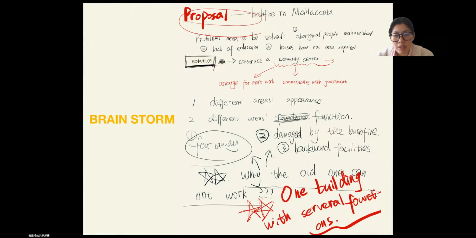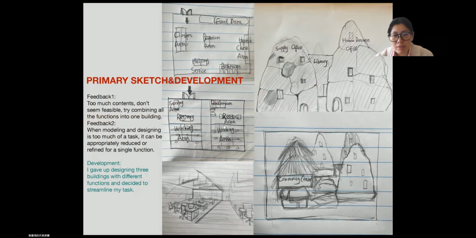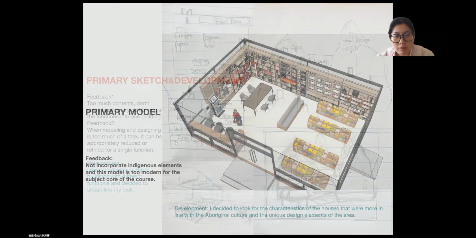This is my sketch and development. In my primary sketch, my tutor said my contents are too much and don't seem feasible, and she told me to try combining all the functions into one building. And one of the classmates said when modeling and designing is too much of a task, it can be appropriately reduced or refined for a single function. So I gave up designing 3 buildings with different functions and decided to streamline my task.